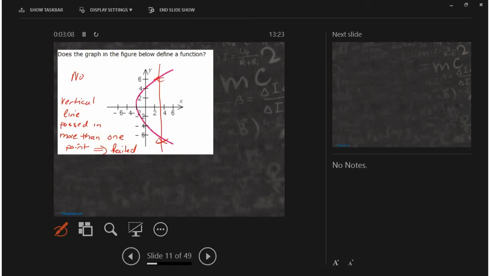Is a circle a function? Unit circle, a first question almost every quiz and exam that you've had so far. Is it a function? No, because if you drew a vertical line through, it would pass in more than one point. I do know you're texting.